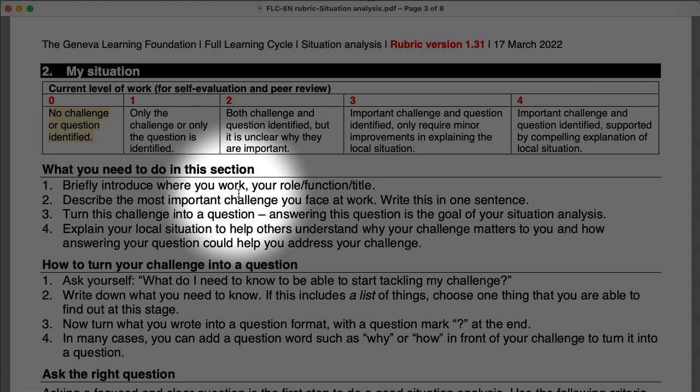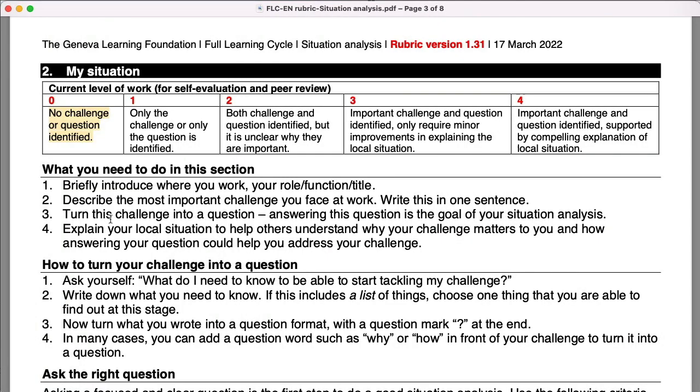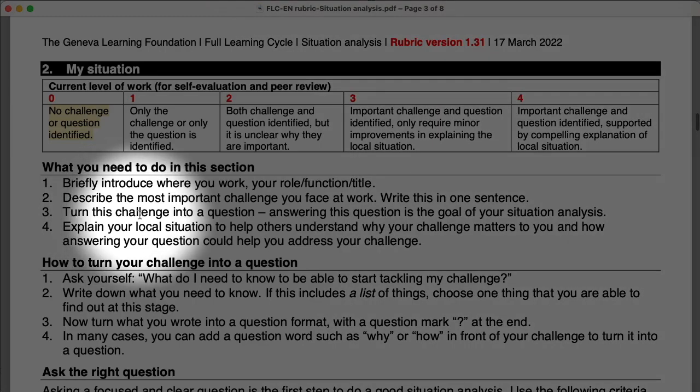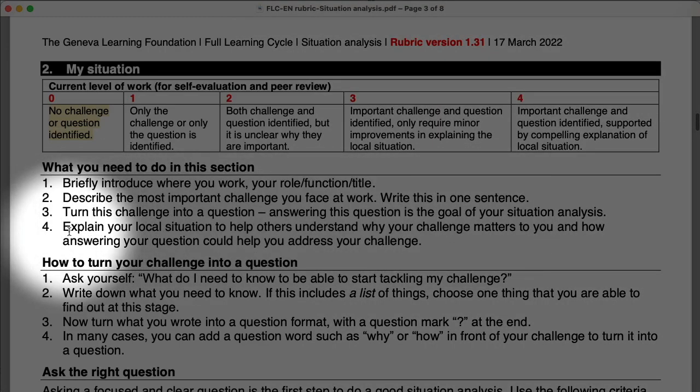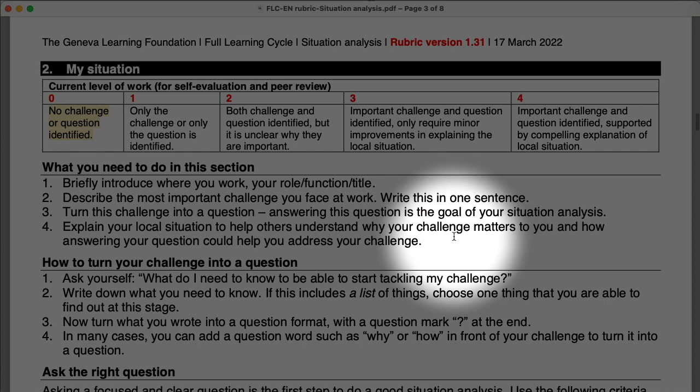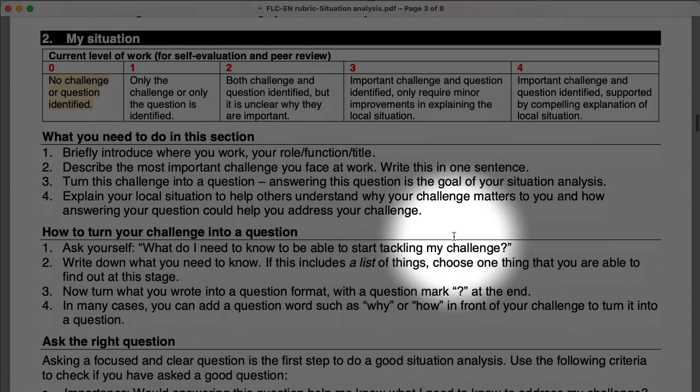So introduce where you work, that's already been done. The most important challenge, that's already been done. Turn this challenge into a question, that's been done. That's all in the table, actually. Explain your local situation to help others. So this is someone working at the national level, so it's appropriate for him or her to present country level data.